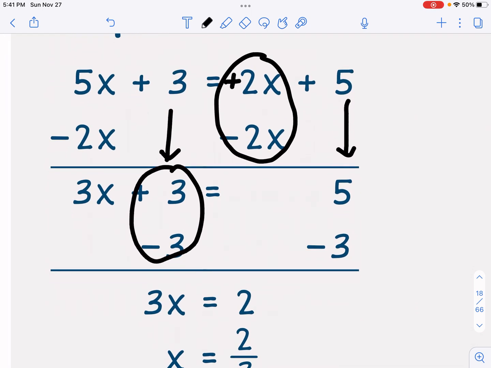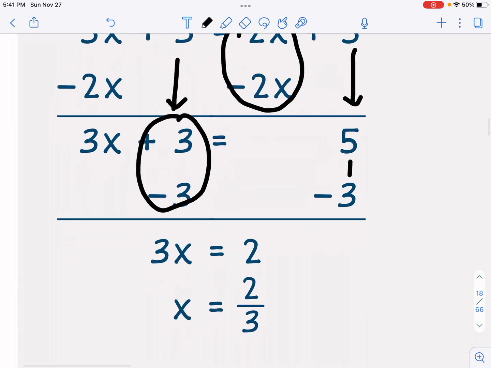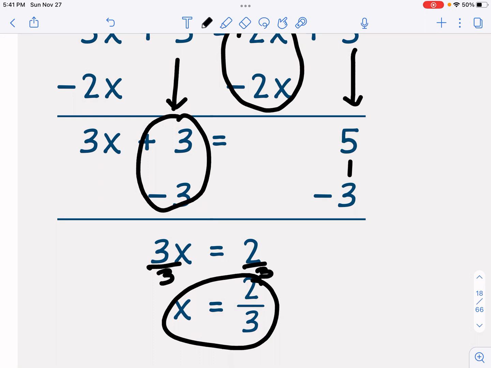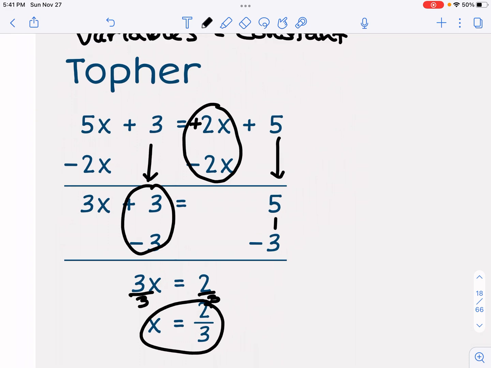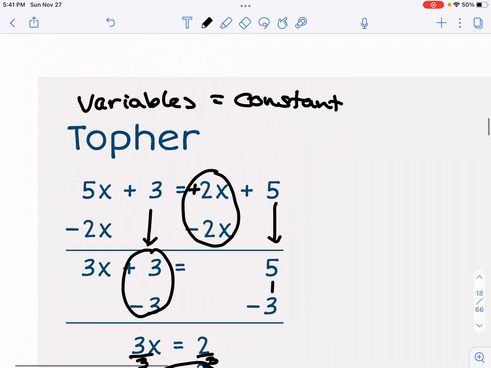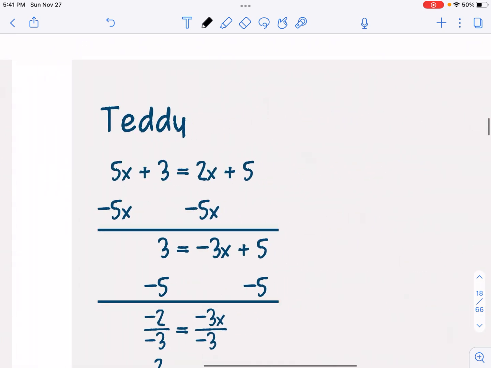5 minus 3 is 2. And at this step, they would have divided by 3 on both sides. 2/3 does not simplify, so you can just keep that. Right, x is equal to 2/3. It's fine if it's not a whole number. You might get fractions or decimals. So what Topher did, he got his variables on the left side by first subtracting 2x to both sides. Okay, let's see what Teddy did.